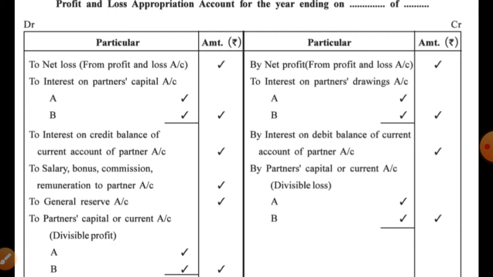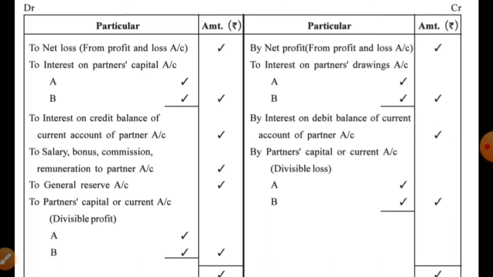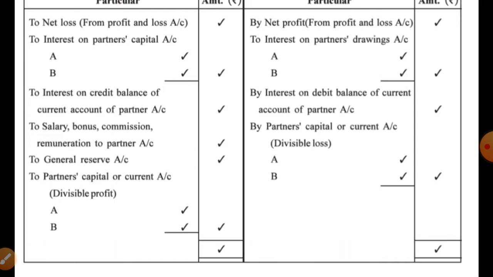Now after posting all the entries, we have to find the difference. If the debit side total is more and the difference comes on the credit side, then it is divisible loss. And if the credit side total is more and the difference comes on the debit side, then it is divisible profit. Whatever profit comes is to be distributed amongst all the partners in their profit and loss sharing ratio, which will be given to you in the question. Suppose here A and B, two partners, are given. If there are three partners, then a 3 to 2 to 1 ratio may be given to you.